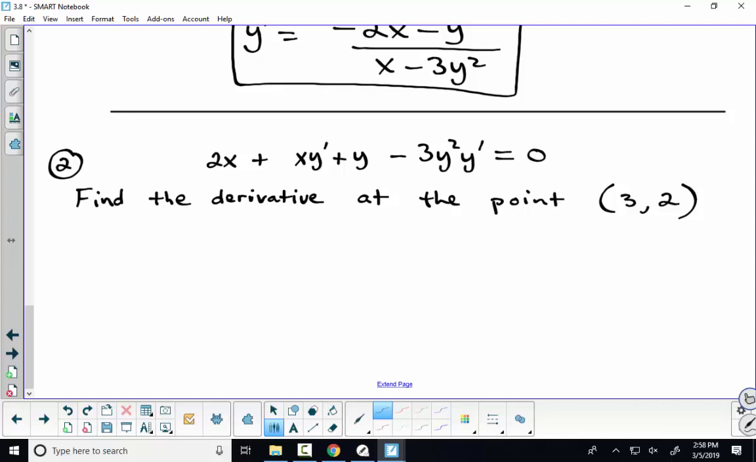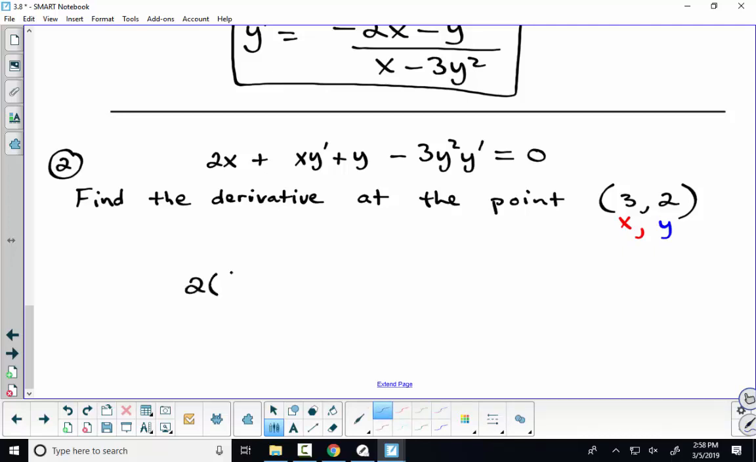Really, when you're asked to find the derivative at a point with something like this, you've got two options. You can solve for y prime, then plug in x and y, or we could plug in x and y first and then solve for y prime. I think it's easier to plug in x, y first if we have an actual x and y. This is our x, this is our y. We're going to plug that into the equation.